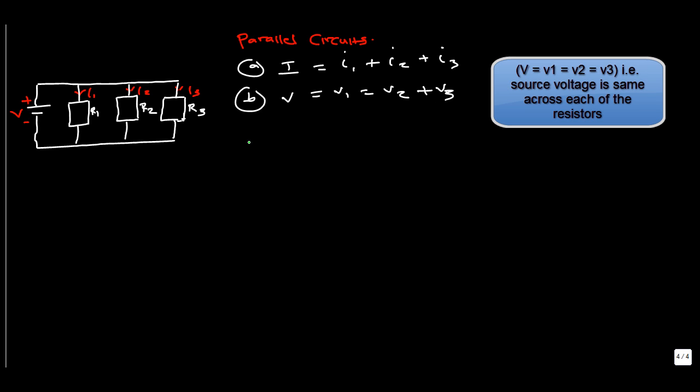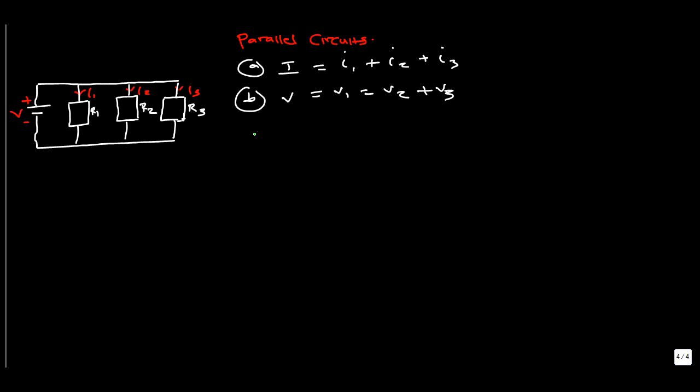Now, we know that Ohm's law states that V is equal to IR, and obviously this means that I is equal to V over R. We can now say that I1 is equal to V over R1, and I2 is equal to V over R2, and I3 is equal to V over R3.